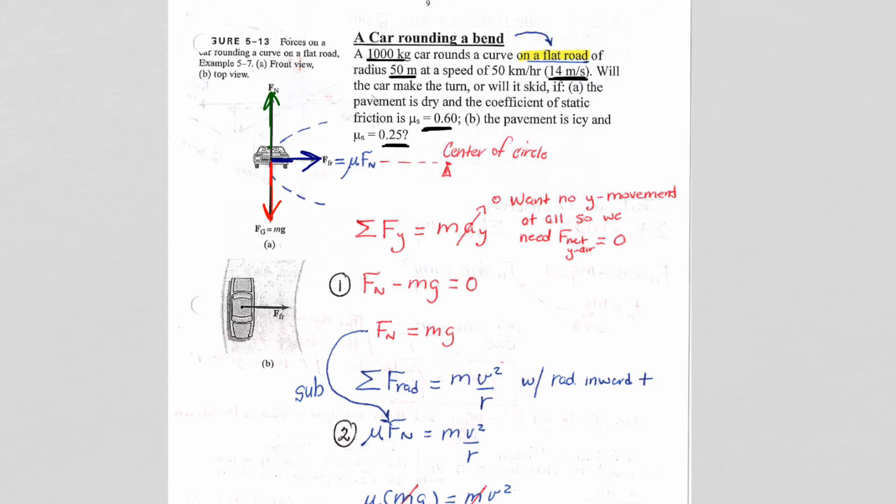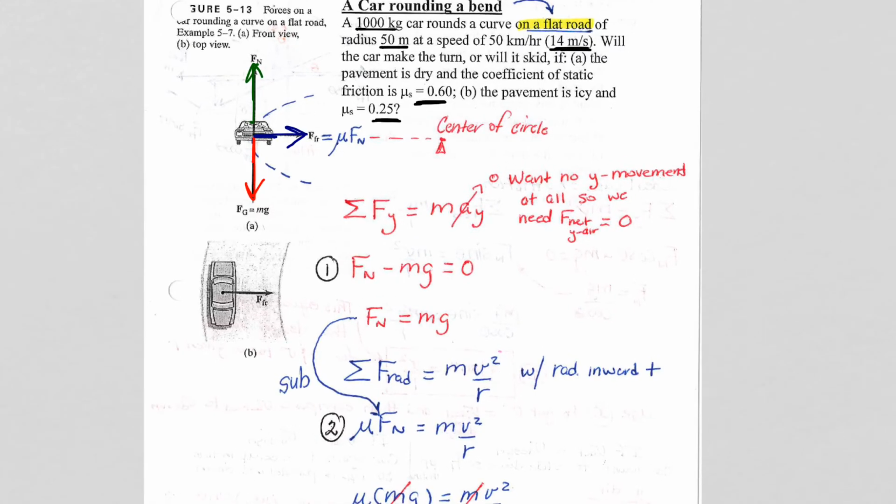So let's take a look at what we have to work with here. The view in this picture is just a top-down view, where the frictional force, like we showed above, is in the radially inward direction. I'm going to focus on this force diagram in setting up my equations. In the y direction, we want no movement. We don't want the car sinking into the ground, and we don't want it bouncing up off the ground. So the sum of the forces in the y direction equals 0. Normal force minus mg equals 0, so the normal force equals mg.